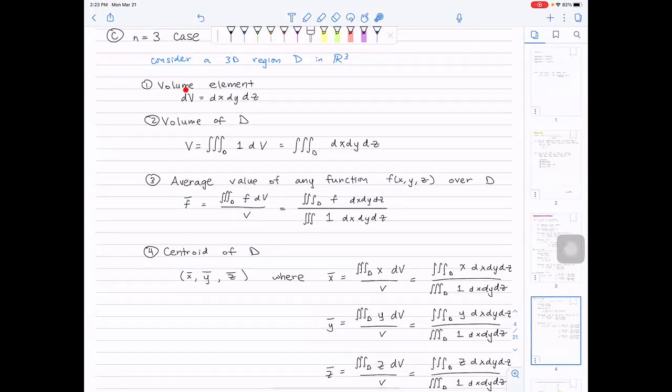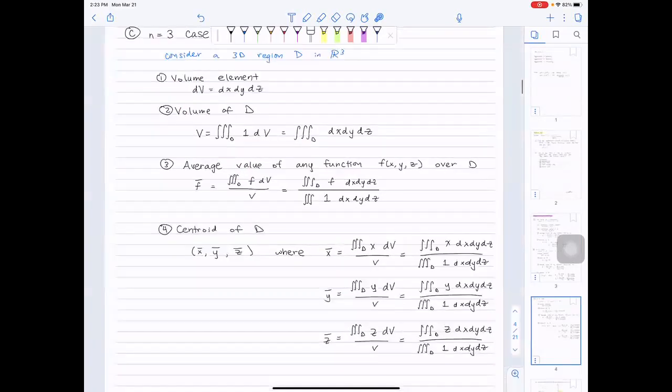So anything we do with centroid or average value, you'll be using this volume element if it's in 3D. If it's in 2D, you'd be using the area element. Okay, any questions on those definitions or formulas?